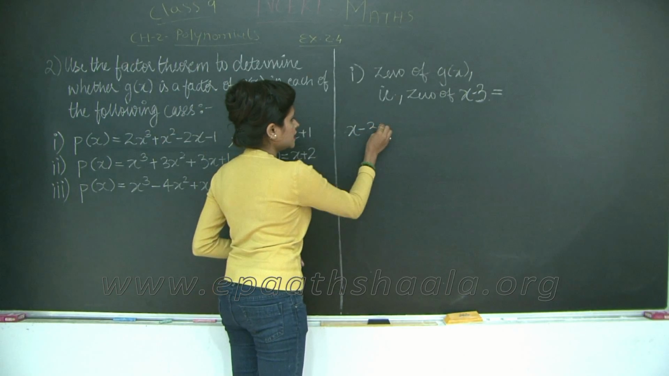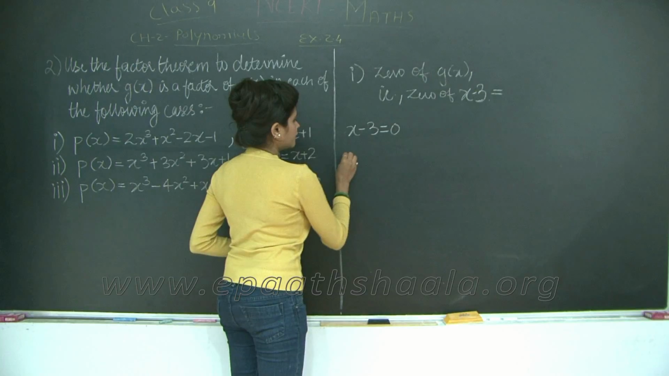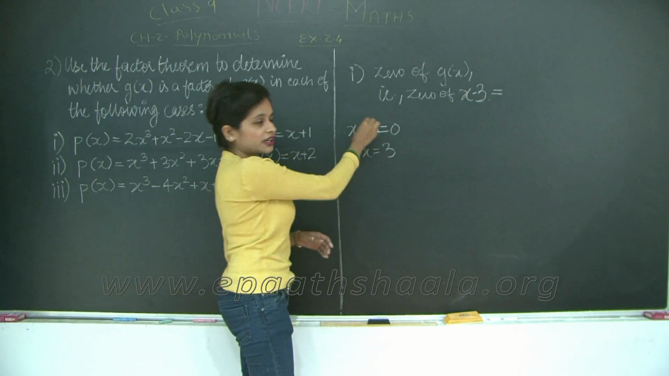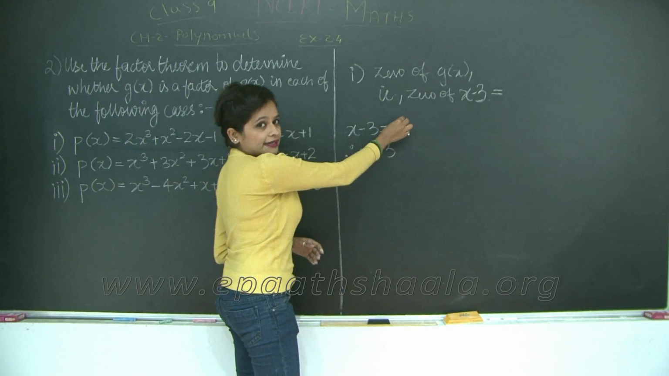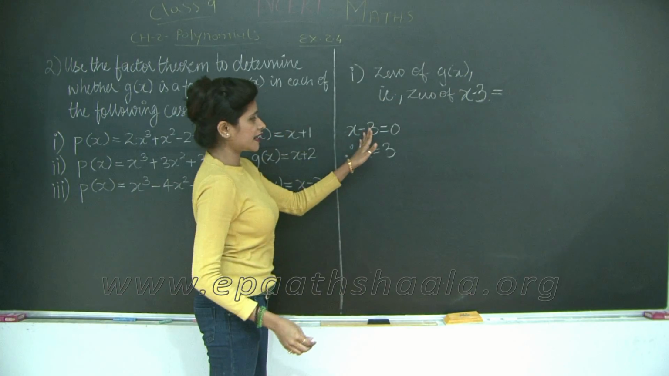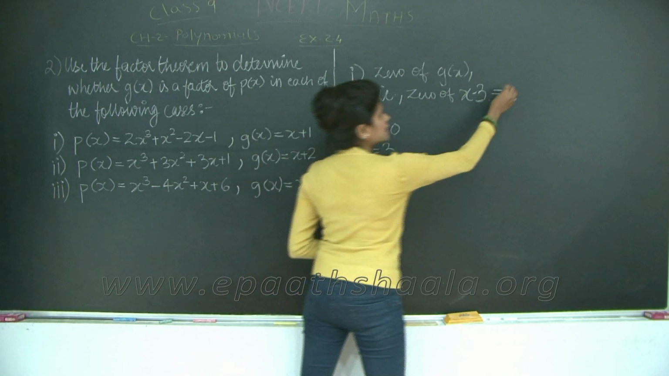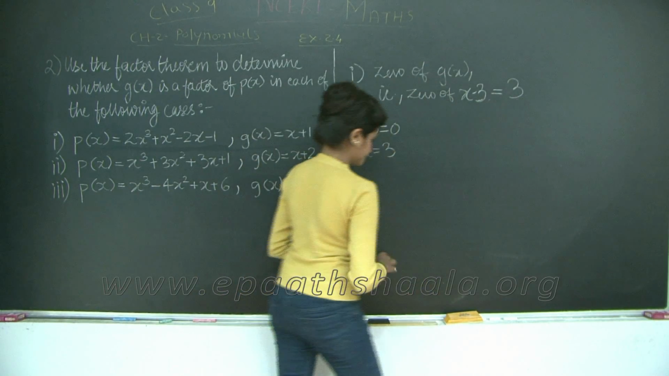X minus 3 is equal to 0. Therefore, x is equal to 3. Why 3? Because I am bringing minus 3 on the right hand side from the left hand side. Therefore, the sign is changing. So, x is equal to 3. Therefore, the 0 of x minus 3 is 3.